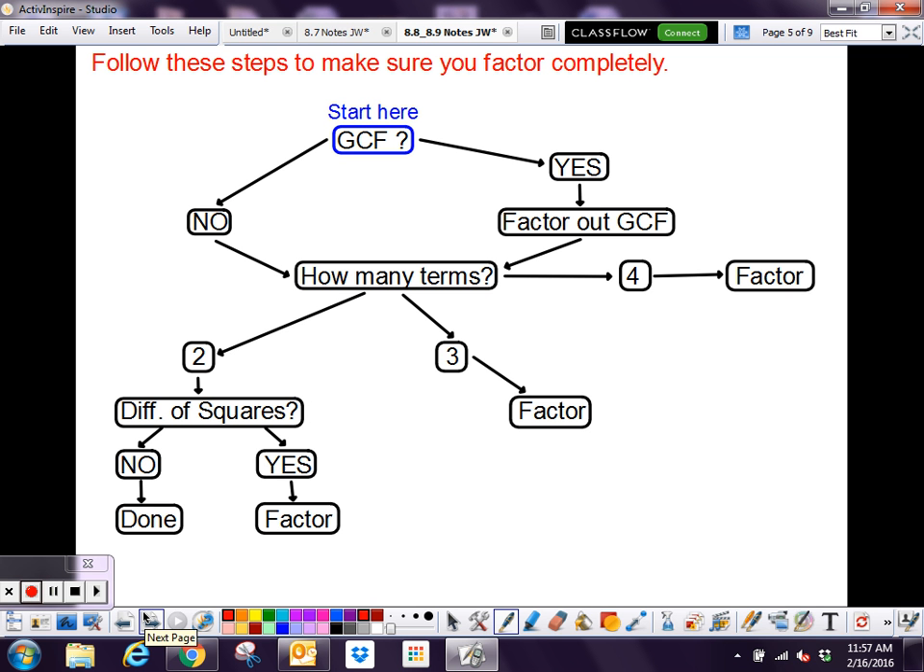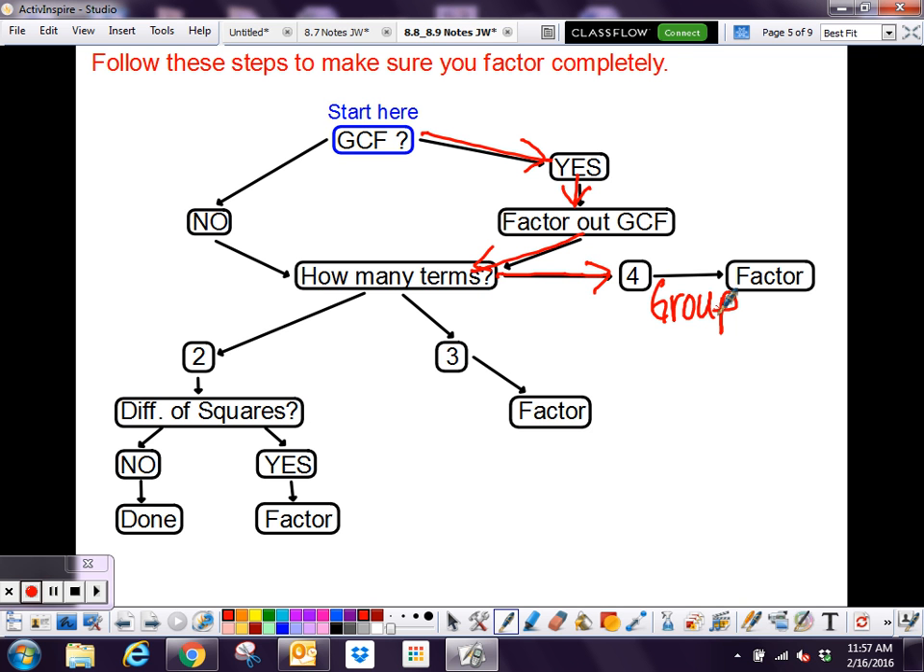Okay, this right here are the steps that you would go through to factor. So this could help you. I don't really think we're going to need it, but here's what it says, okay? You always start with a GCF, okay? If there is a GCF, you're going to factor it out. After you factor that out, you're going to look at how many terms you have. If you have 4 terms, how do we factor something with 4 terms? We group. Okay, so maybe write that in.